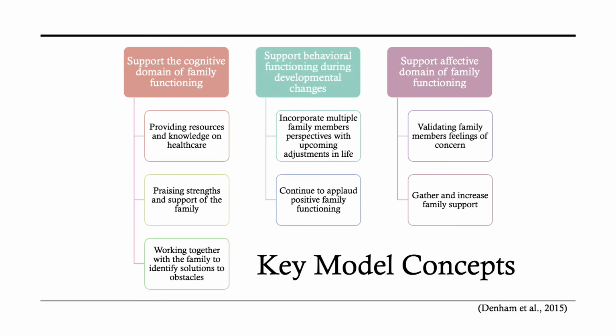For the Calgary Family Intervention Model, there are three key model concepts. The first one is supporting the cognitive domain of family functioning, which consists of providing resources and knowledge, praising strengths and support of the family, and working together with the family to identify solutions to obstacles.